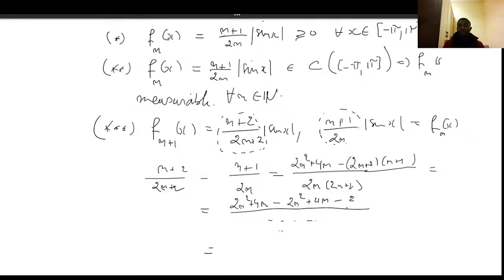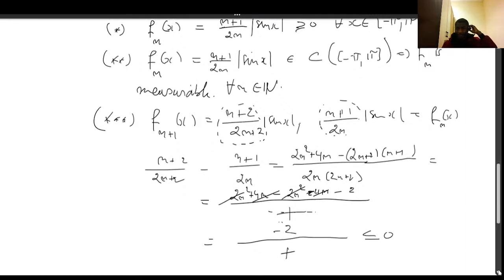This is always positive. The denominator is always positive. So let's write: the denominator is positive, and they will cancel. This is minus. These cancel each other. So we have minus 2, which is negative. So it means that fn plus 1 is less than fn.